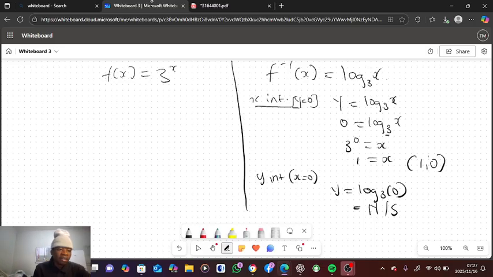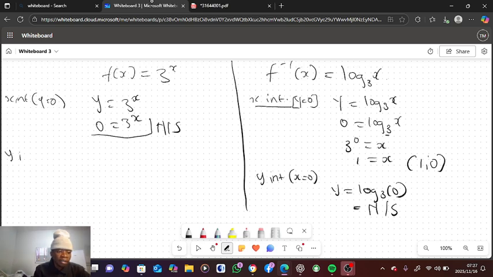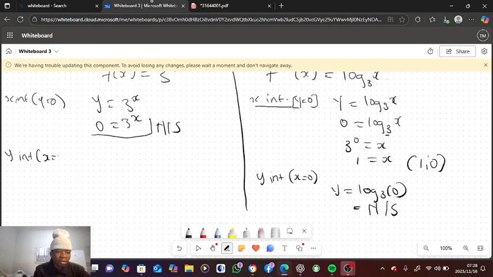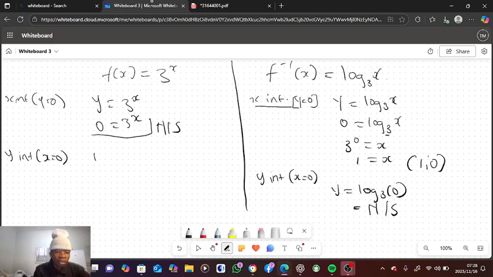So we come to this side. For the x-intercept, y is equal to 0. We know that y is equal to 3 to the power of x, so 0 is equal to 3 to the power of x. When we are here, we notice that this is no solution. Then we find our y-intercept, whereby x is equal to 0. So we're going to say y is equal to 3 to the power of 0.